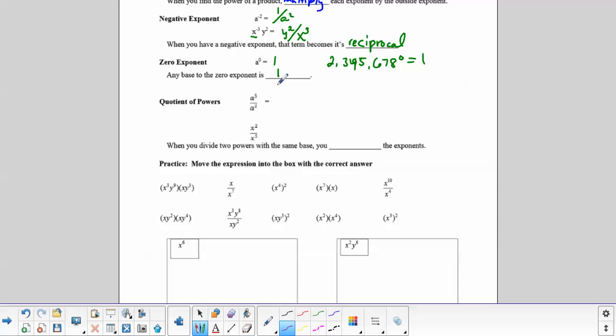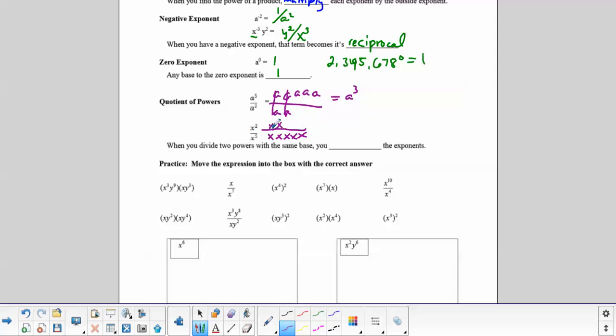Okay, let's look at quotients. If I have a to the 5th divided by a squared, I'm going to write that out. A to the 5th is a times a times a times a times a, and a squared is a times a. So you can see these a's cancel out and these a's cancel out, and I'm left with a to the 3rd. For the x's now, I have x squared on the top, and I have x to the 5th on the bottom.